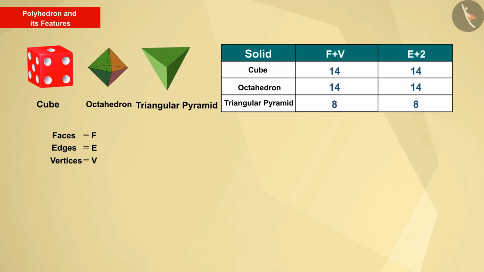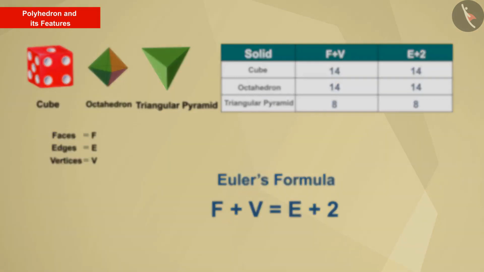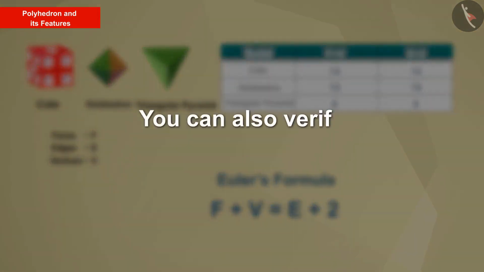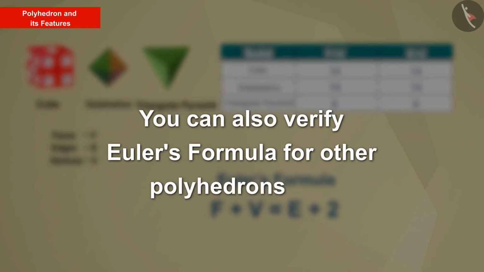This is true for all polyhedrons, which we call the Euler's formula, which is valid for all polyhedrons. You can check the Euler's formula by trying for other polyhedrons yourself.